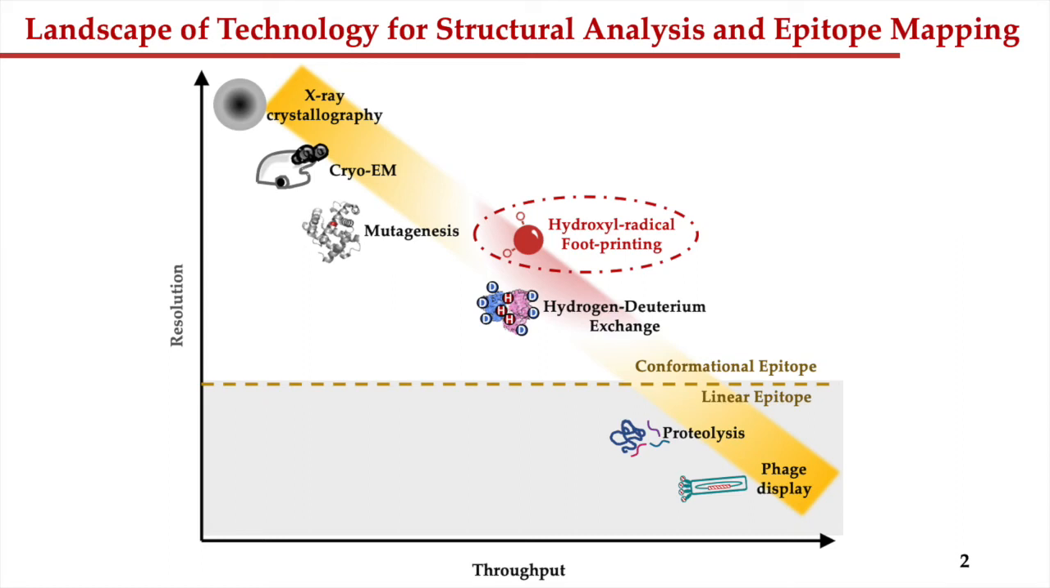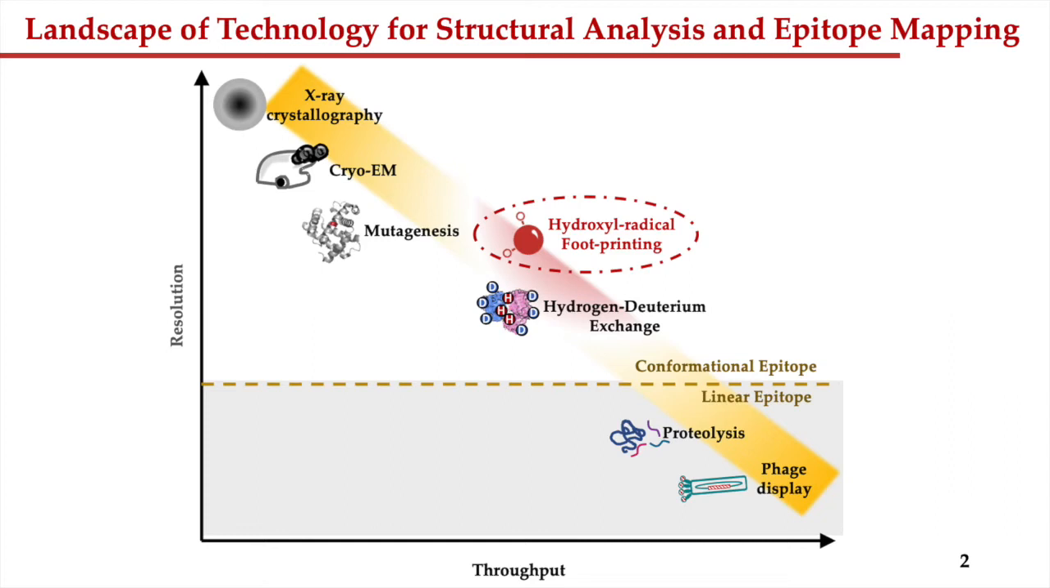Pharmaceutical industries have a landscape of technologies to choose from, and every technology should be thinking about managing or balancing resolution and throughput. So techniques like X-ray crystallography and cryo-EM provide atomic level resolution. They're excellent. However, they tend to be low throughput and cost ineffective. On the other hand, really high throughput techniques like phage display tend to not give the conformational three-dimensional epitopes that we're looking for. Striking a healthy balance between these two is covalent labeling coupled to mass spectrometry.